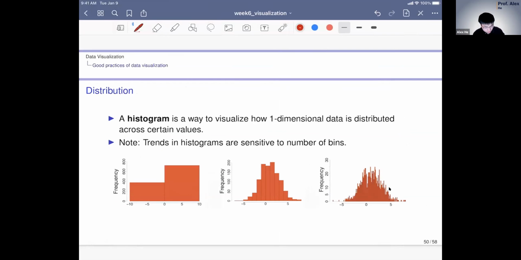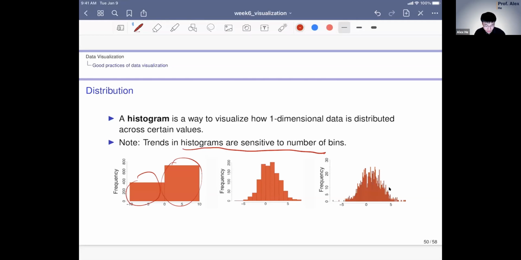For distribution, a histogram would be great, but remember the histograms that you would finally get are sensitive to the number of bins, right? If you have too few bins, that's probably not very informative because then there are only 2 huge groups.